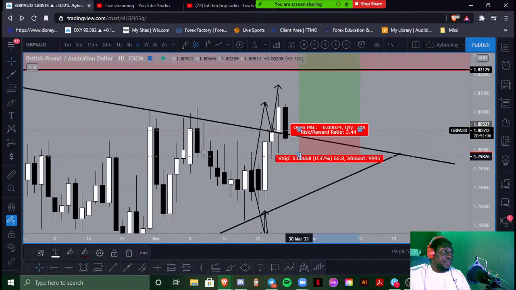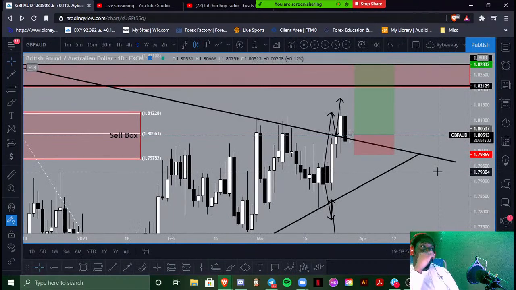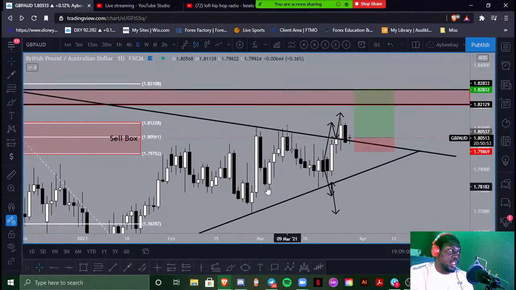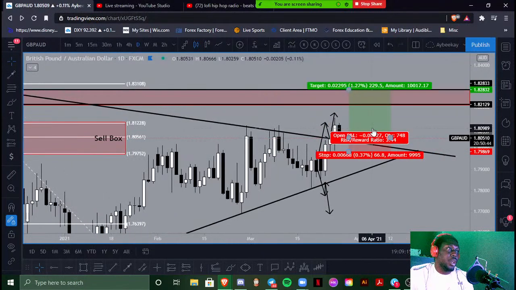Now, this is definitely going up against my AUD USD trade, because AUD USD, I am definitely bullish on it, right? And so that would make GA bearish, like I showed you guys the other day, the correlation between AUD USD and GBP AUD. But with the GBPs, like I said, I feel like they're bullish, and so if they are, I want to see how this plays out. I like the risk to reward on this. It's a 1 to 3. You're risking 66 pips to get 229.